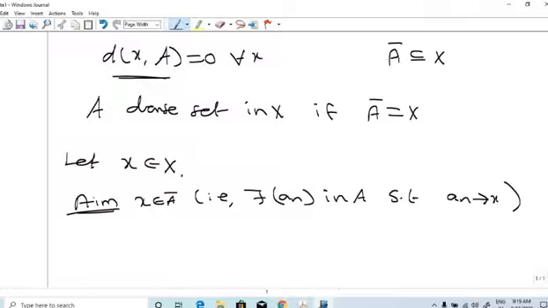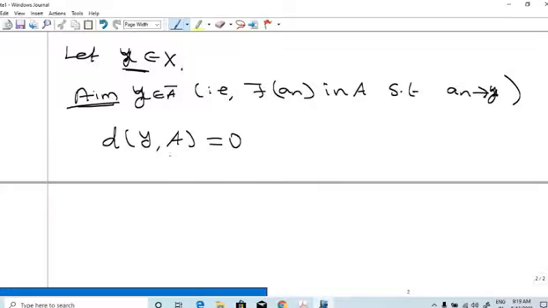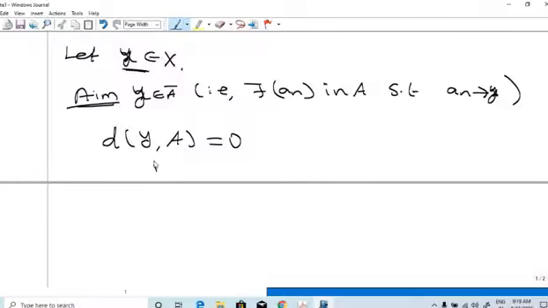Now we know that the distance between x and A equals 0 for all x. For simplicity, we take y. We know that the distance between y and A is always 0, because this is true for all x; in particular, take x equal to y. Therefore, the distance between y and A equals 0. What is the definition of the distance between y and A? It is nothing but the infimum of the distance between y and a, such that a is in A. So this infimum is 0.